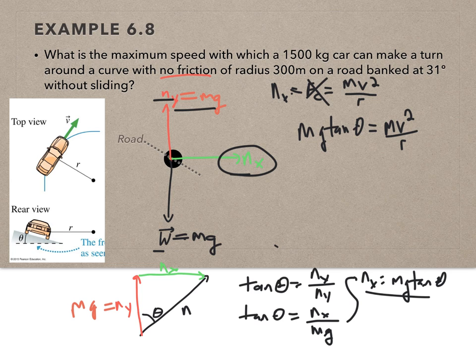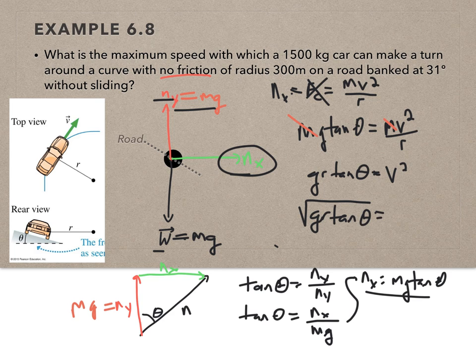Now I see I have mass on both sides. So I'm going to cancel both of those masses, or divide by mass on both sides. Now let's simplify here. I'm trying to solve for my speed. So I multiply the r on both sides, so g r tan theta is my speed squared, and then the speed is the square root of g r tan theta.